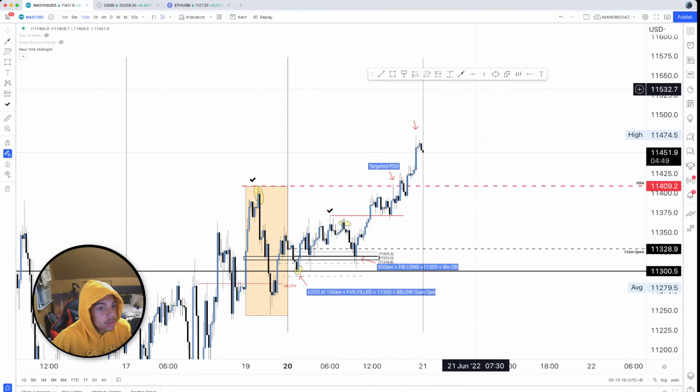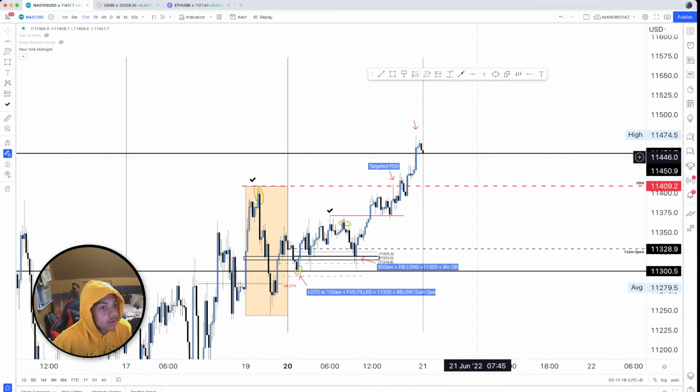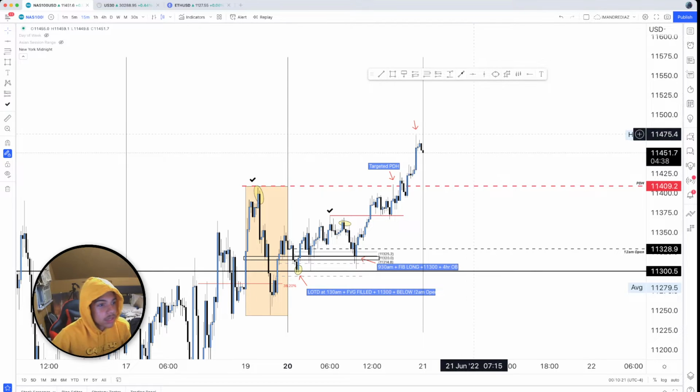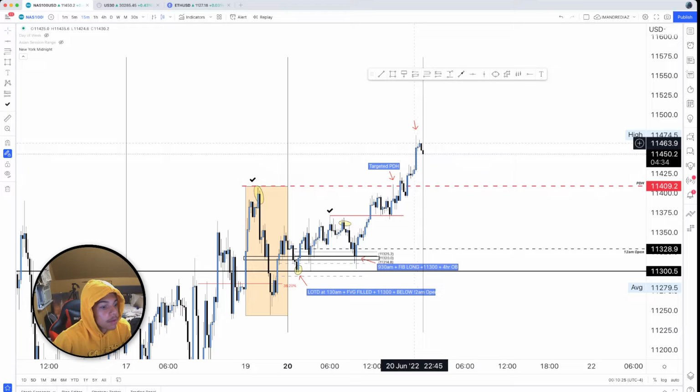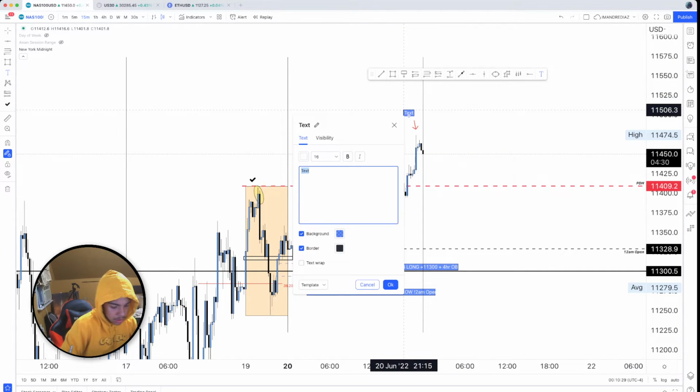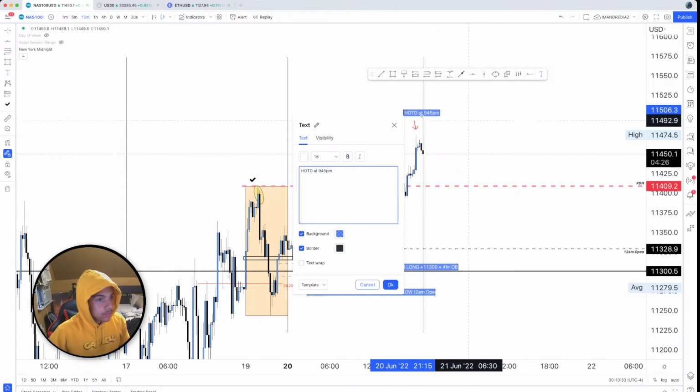And then what happened next? We got this high of the day after price traded into this mid-figure level, 11,450. I wouldn't even call that. I'm not even gonna say that was the high of the day, but we have the high of the day right up here. We got the high of the day at what time? At 21:45, 9:45 is our high of the day. Annotate that, high of the day at 9:45 p.m.